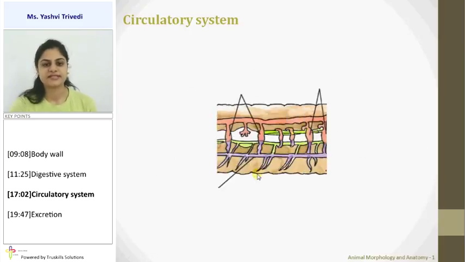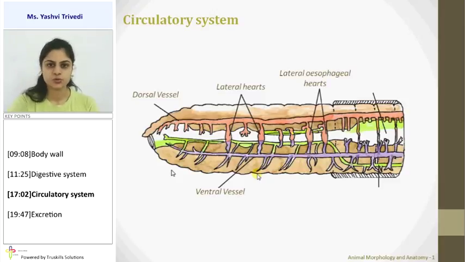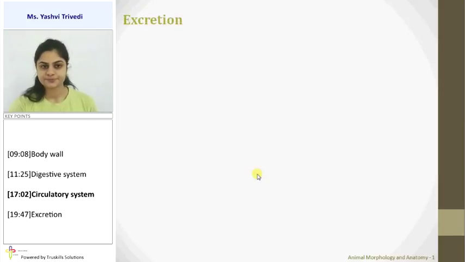Even the diagram of the system is given to us. This is the dorsal vessel, the one present on the dorsal side of the body. Then these are the lateral hearts, which connect the dorsal and the ventral vessels. This is the ventral vessel on the ventral part of the body. These are the lateral esophageal hearts towards the esophagus. This is the subneural vessel, which is coming out of the brain. And in the centermost, the greenish and whitish part you can see is the alimentary canal. This is all about the circulatory system.